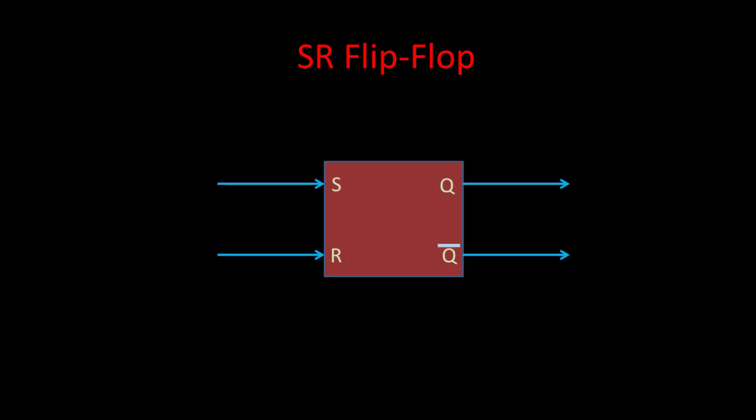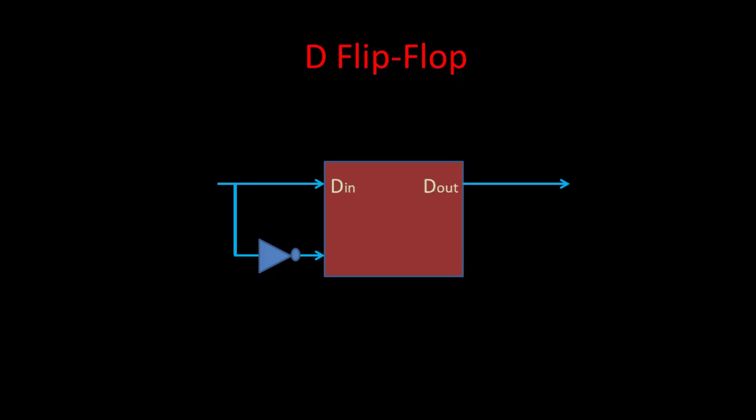Now let us see how we can convert SR flip flop to D flip flop. In a D flip flop we only have one input, so we get rid of the separate R input and connect a NOT gate to the R. The input goes directly to S and goes to R through a NOT gate, and we name it DIN. Only one input is there, DIN, and at the output end we only use the Q, which is D out.